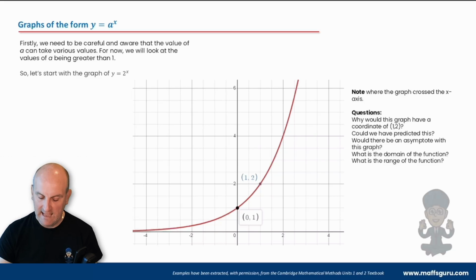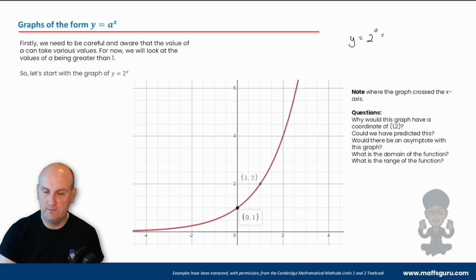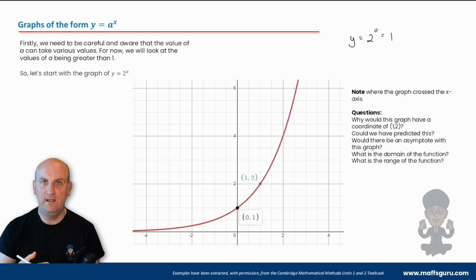Interesting. It has a point at 1, 2. Okay. Could we have predicted both of those points? Well, again, if you are aware that this line here is my y-axis, otherwise known as x equals 0, if I had the graph of y equals 2 to the power of x, where x equals 0, then 2 to the power of 0 is, oh, hold on, 1. So in that situation, it would seem fairly interesting that this is going to cross 0, 1.